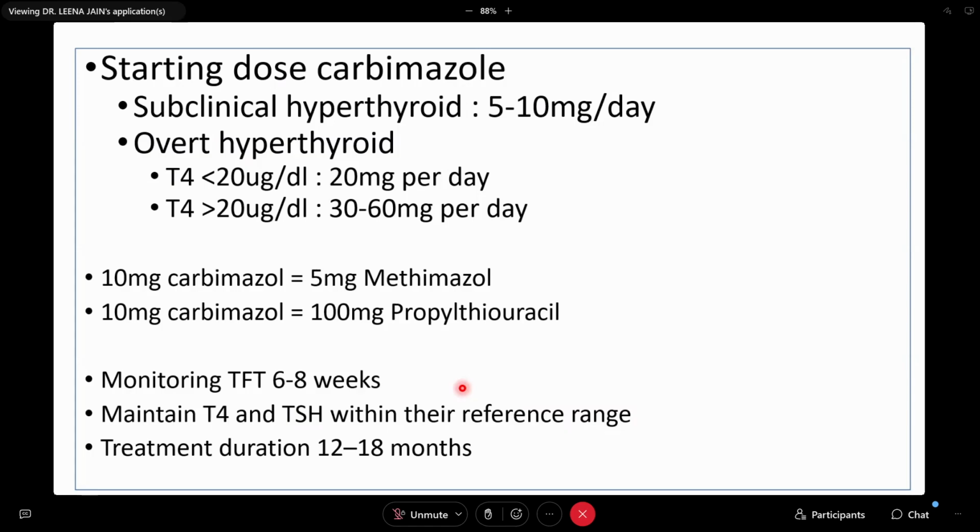If you are thinking whether propylthiouracil I should give or carbimazole I should give, both you can give. And in the last slide I have already shown in which cases you have to give propylthiouracil, in which cases it would be contraindicated. If hepatotoxicity is there, you should not give propylthiouracil. And if breastfeeding is there, then we can give propylthiouracil.